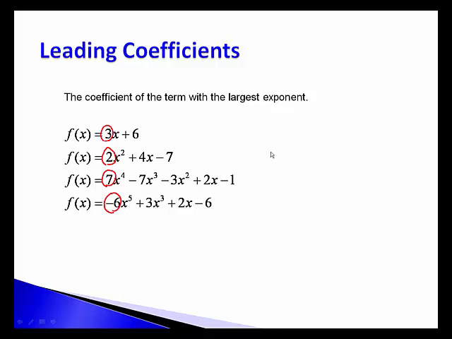I do, however, want to ask you what would happen if you encountered one that looked like this. First of all, you would want to write it in descending order, which would give you negative 4x to the third power plus 3x squared plus 6. Then it's legal for you to tell me that this right here is your leading coefficient.